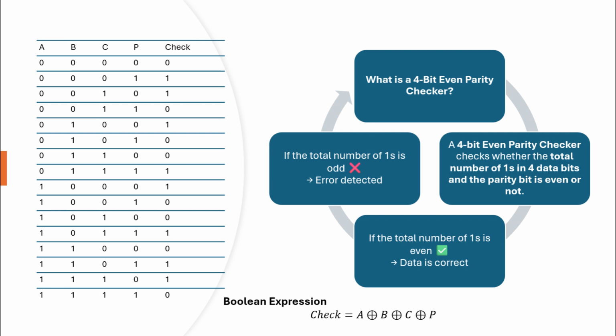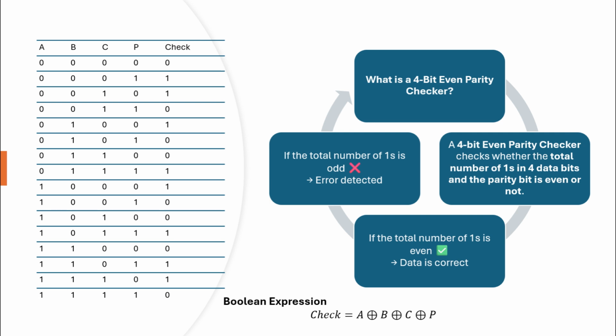Do you see the pattern? Check output is 0 when the total ones are even. Check output is 1 when the total ones are odd. Now look at the Boolean expression at the bottom of the slide. It says check equals A XOR B XOR C XOR P. This is just a mathematical way of saying XOR all 4 bits together.